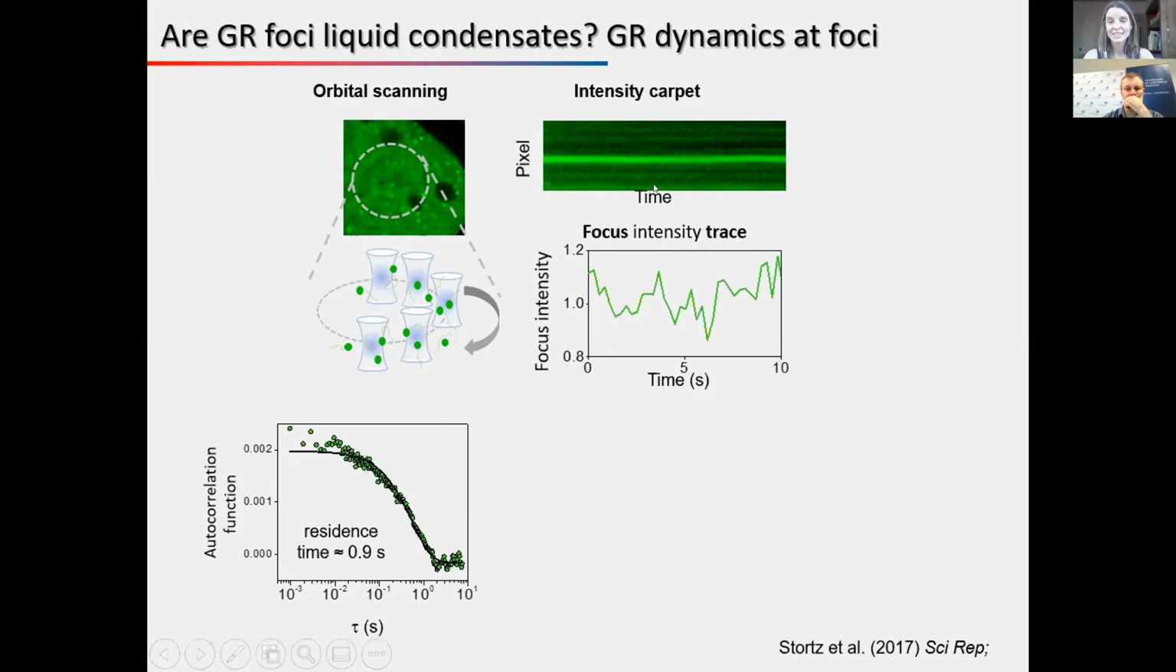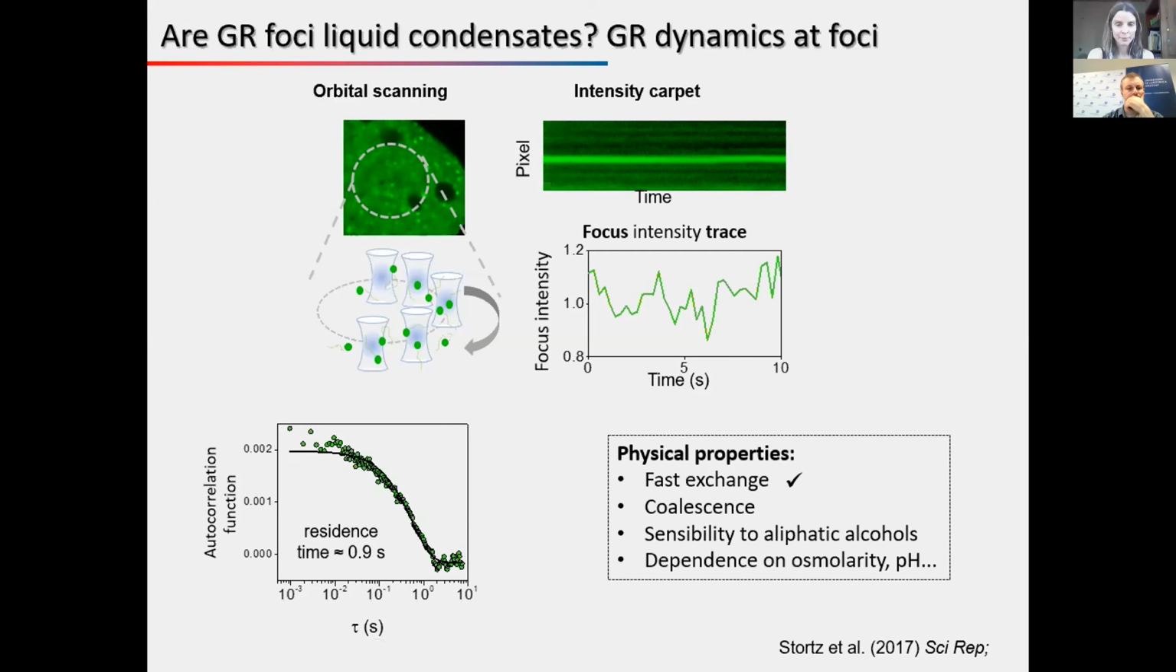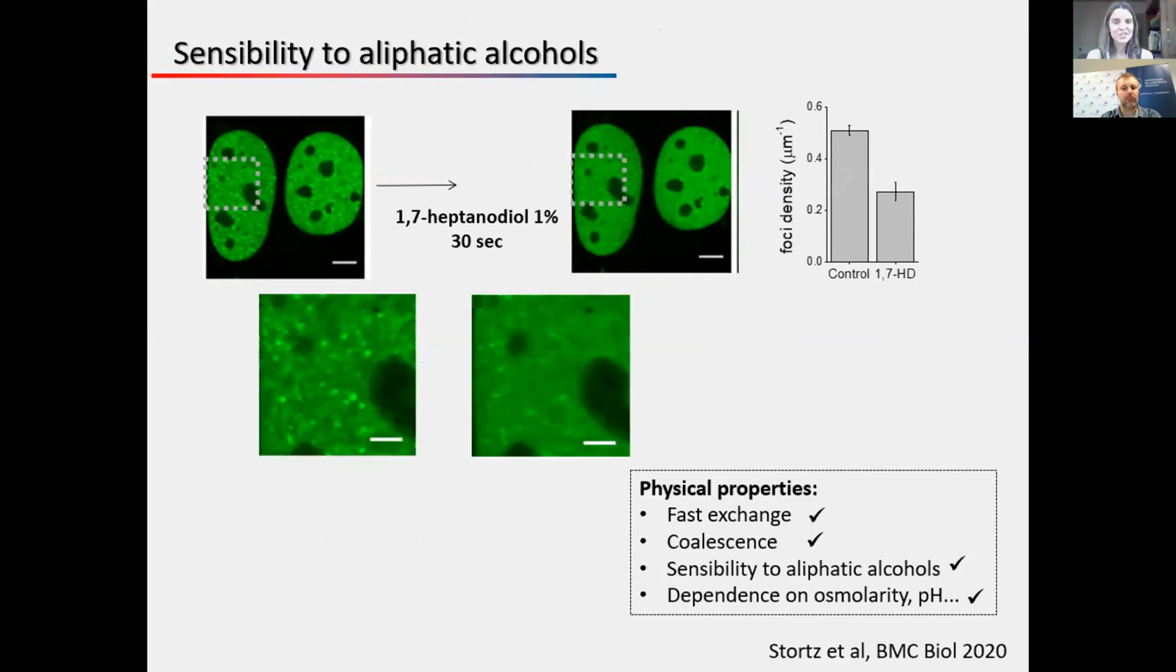This intensity carpet was analyzed to recover the intensity of single foci. Here you can see the intensity trajectory, intensity as a function of time at a focus. We did the correlation analysis, and we obtained that the residence time of GR at foci is on the order of seconds, showing that the exchange of molecules is as fast as the exchange in the nucleoplasm. So we have fast exchange.